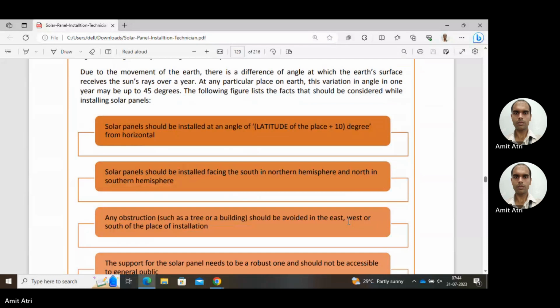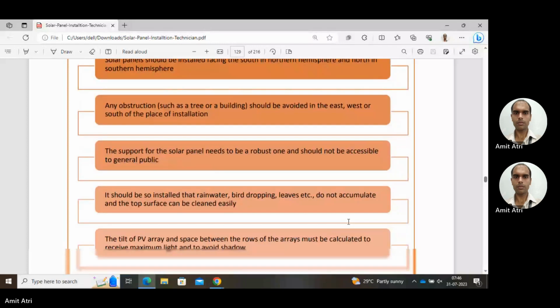Next, we should consider the obstruction, like trees or buildings, nearby buildings. These should be avoided in the east, west, or south of the place of installation. So we have to check if these things will cause their shadow on the panel, then the electricity produced will be reduced. So we have to take care of this.